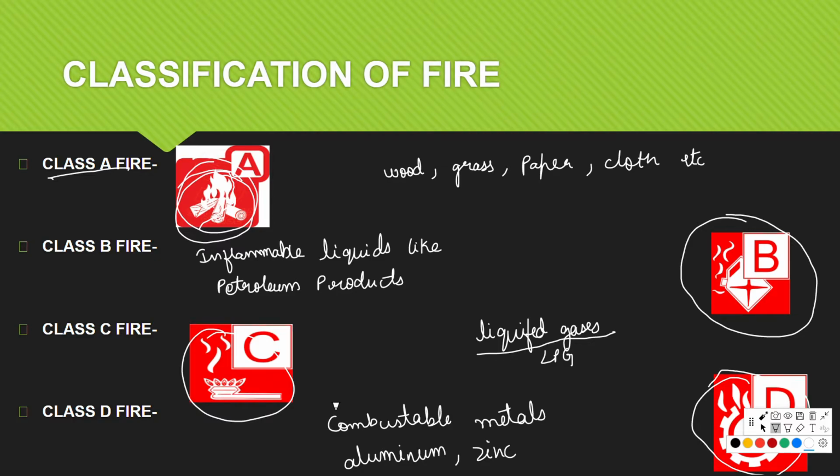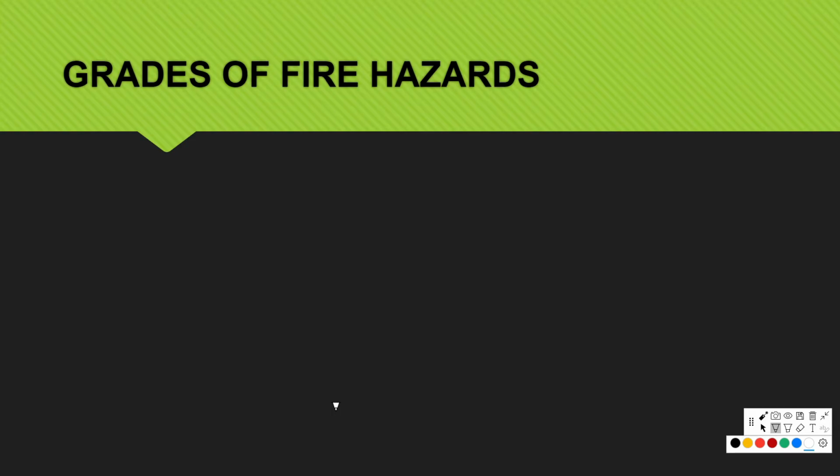So let's move on to the next topic, that is grades of fire hazards. Before that, let us know some of the common fire hazards. Fire hazards can be caused in kitchens during cooking, frying, or due to some electrical misconnections, etc. These are some of the common fire hazards. So let's grade the fire hazards.